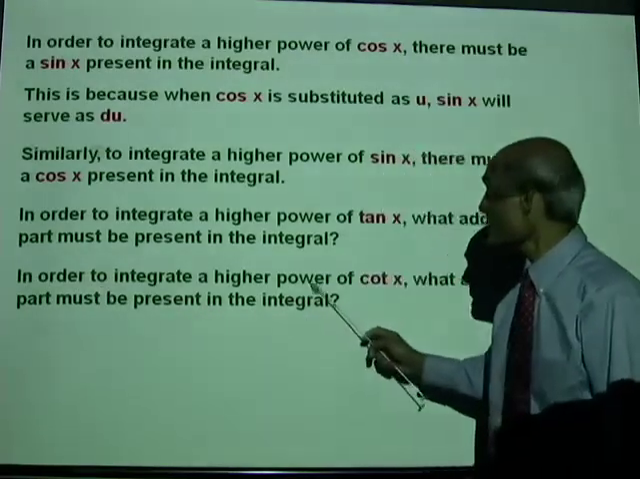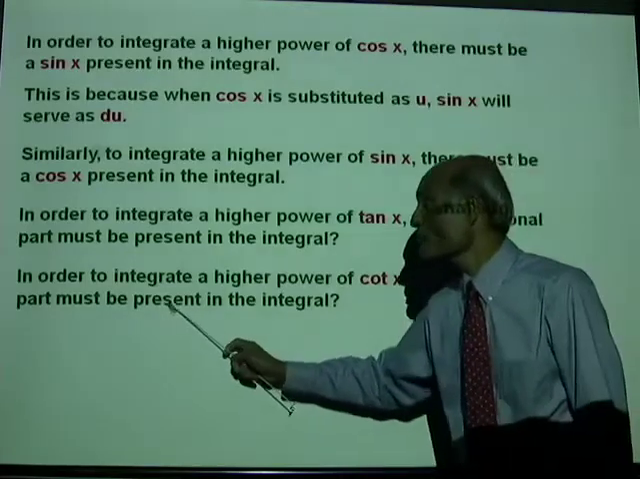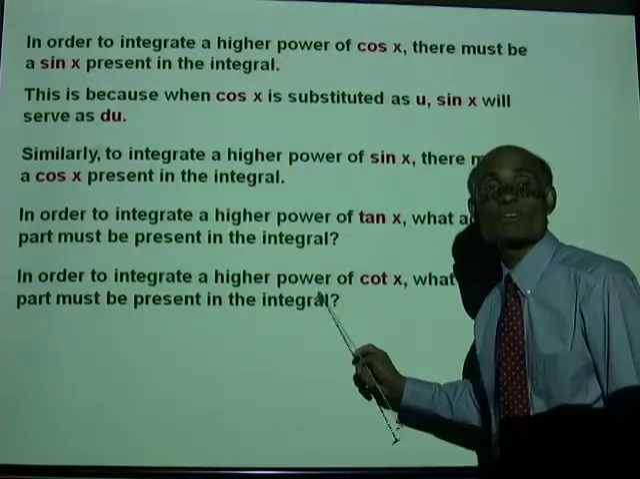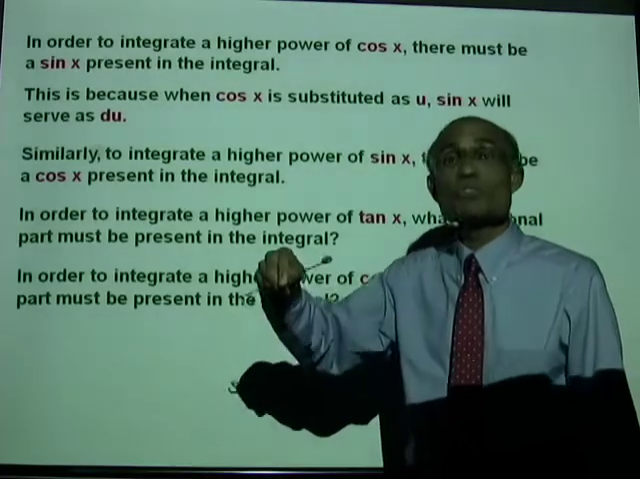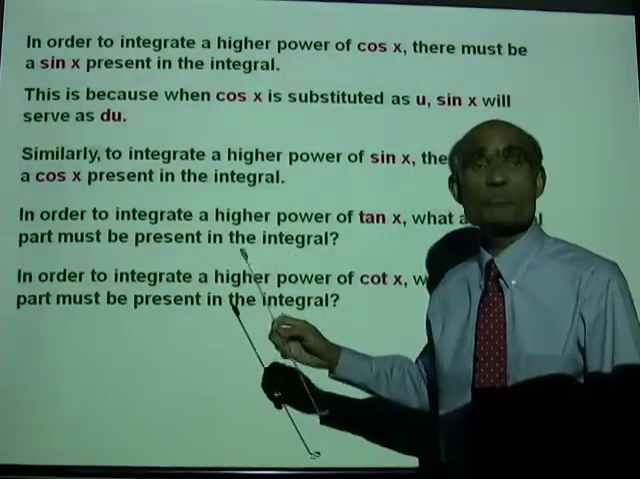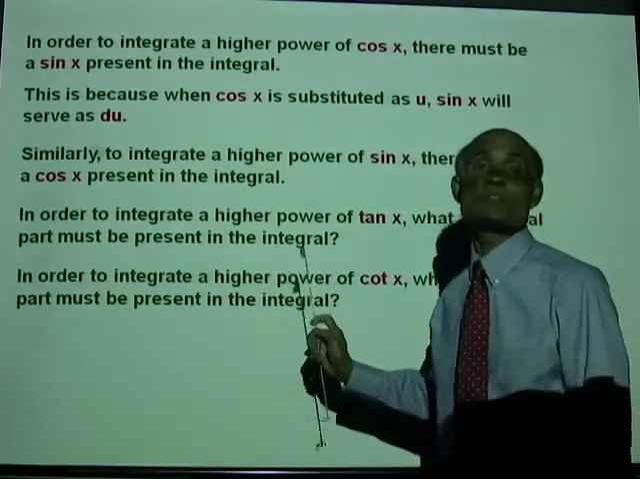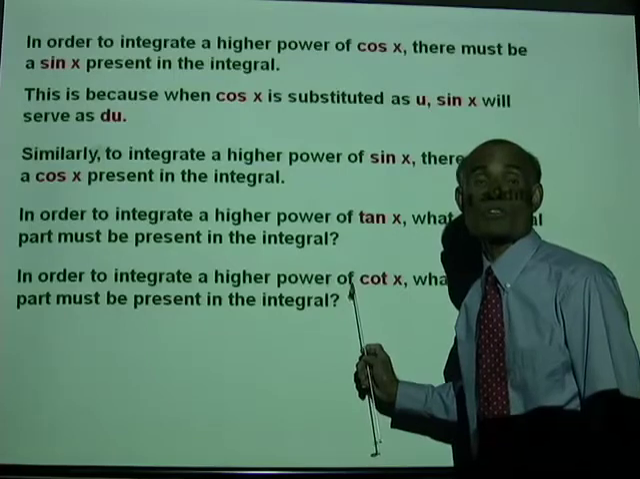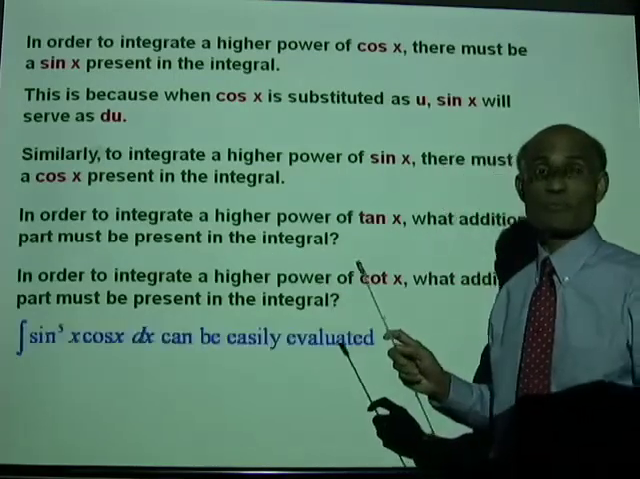In order to integrate a higher power of cot x, what additional term must be present in the integral? The derivative of cot x is negative cosecant squared x. So there must be a cosecant squared x present in order to integrate a higher power of cot x. Alright, all these are very important concepts.